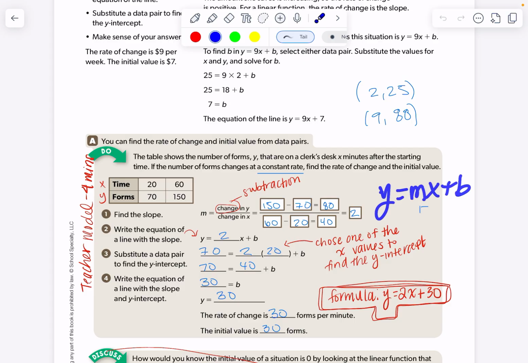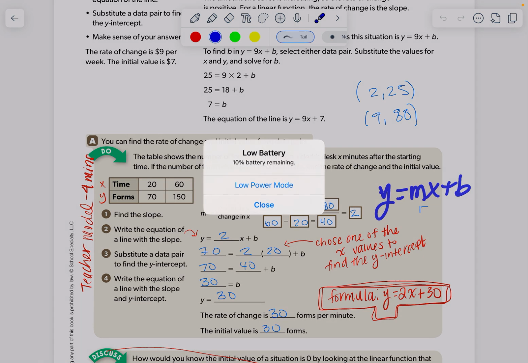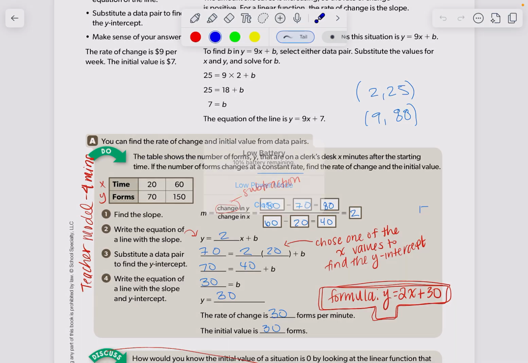Once we find our slope, we are going to plug in some of the data points that we've been given in our word problem or our table to plug in values for our x and our y. So let's start. It tells us that the table shows the number of forms that are on a clerk's desk x minutes after starting time. So a clerk walks in to work. She has 0 forms on her desk because she just walked in.